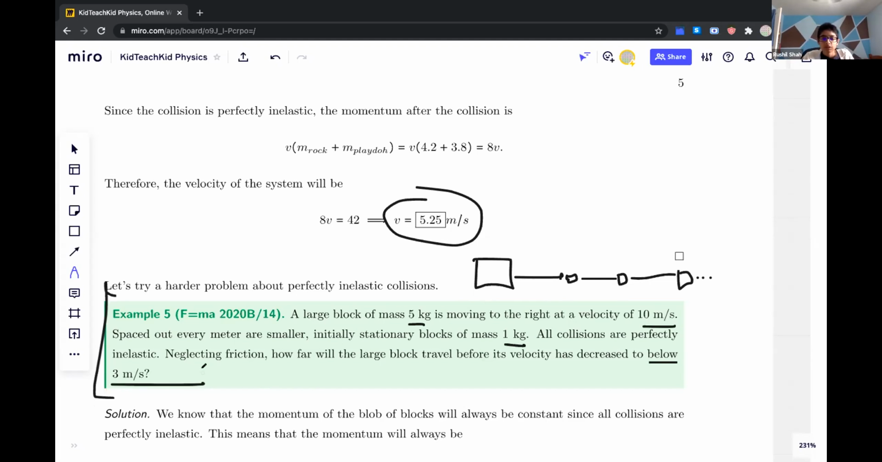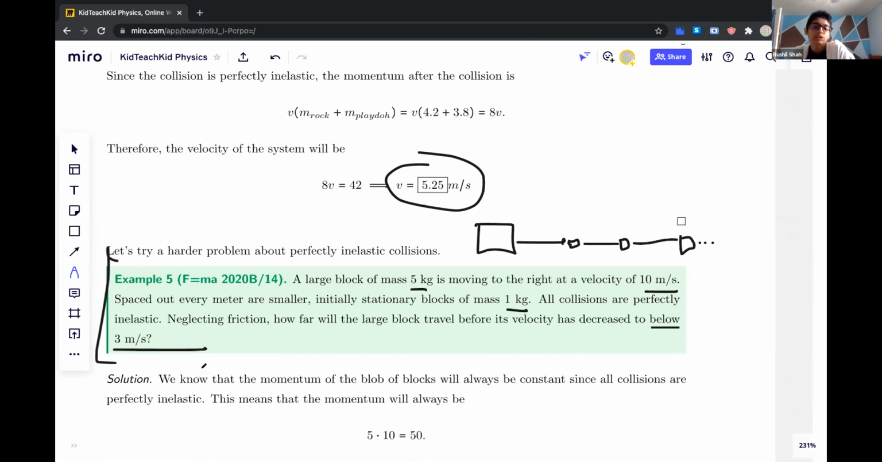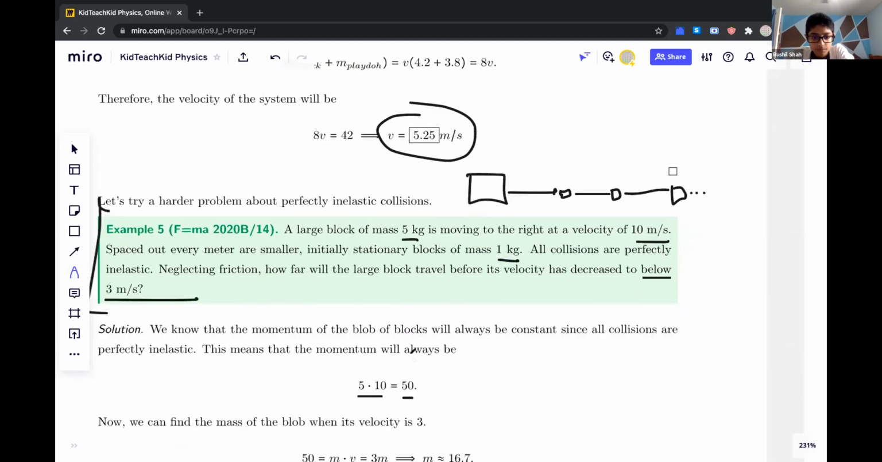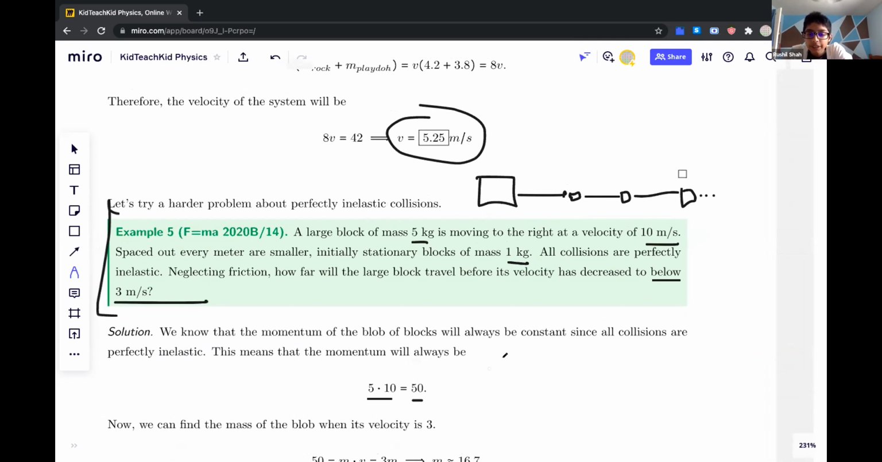Okay, so we can use conservation of momentum here. We know that the initial momentum will be 5 times 10, which is 50, because the momentum of the large block is its mass, 5, times 10. And all of the other blocks have velocity 0 at the beginning. So the initial momentum will be 50. And the momentum of the block and everything that's stuck to the block will be 50 no matter what, because momentum will always be conserved.